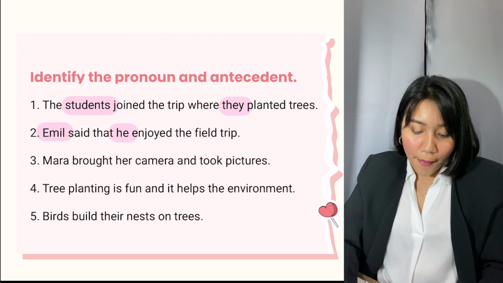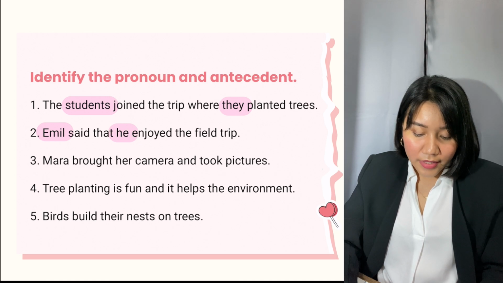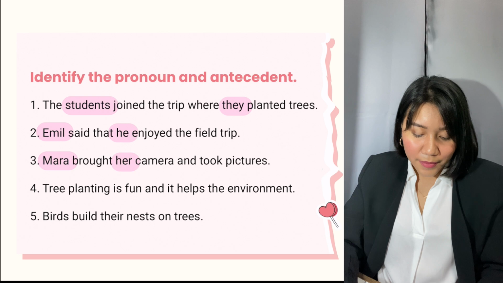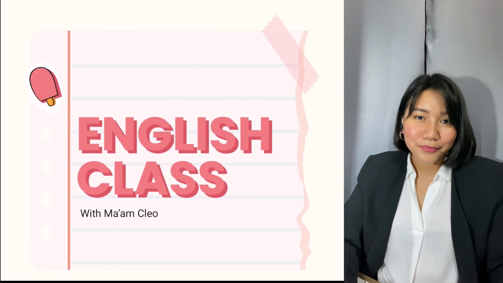Number 3. Mara brought her camera and took pictures. Mara is antecedent of the pronoun her. Number 4. Tree planting is fun and it helps the environment. Tree planting is antecedent of the pronoun it. Number 5. Birds build their nests on trees. Birds is antecedent of the pronoun their.